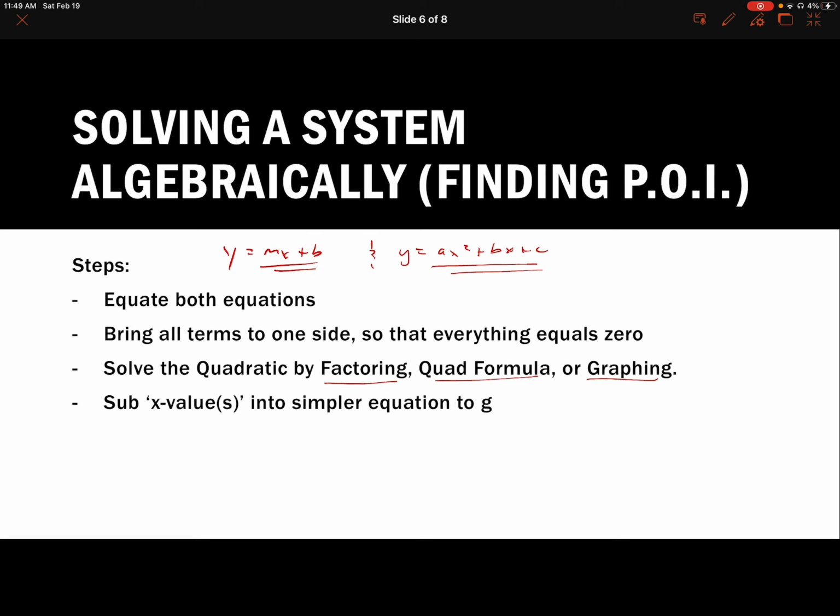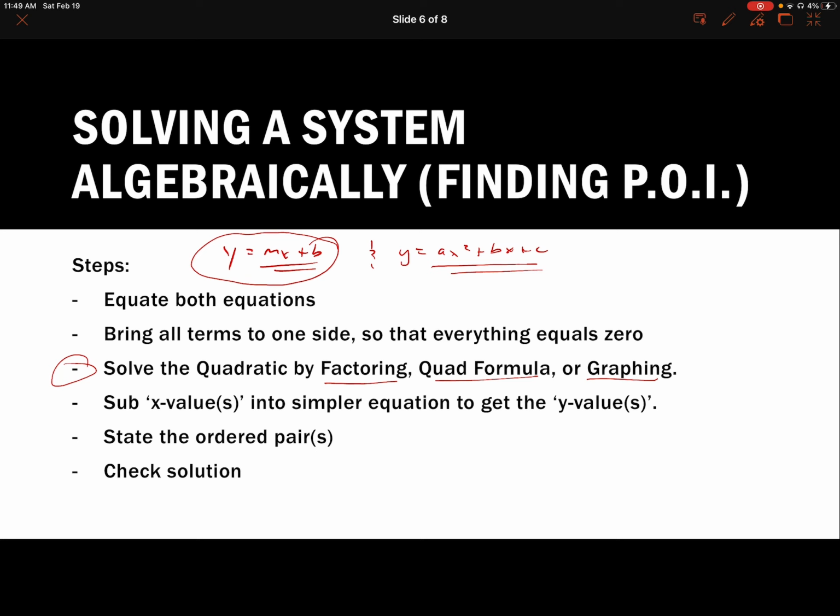Once we solve it, we'll sub our x values, the solutions, into the simpler equation to get the y values. So when we do this step, we're going to get some numbers for x. And then we can plug them into the linear equation. That's usually the simpler one, and we can quickly get the y values that correspond to that. That's going to help us get the ordered pairs, the solutions, the points of intersection.